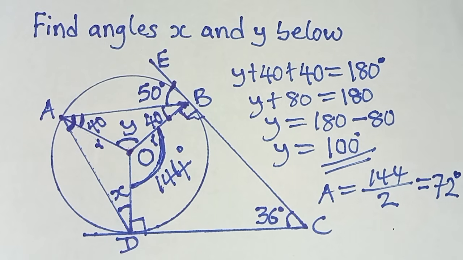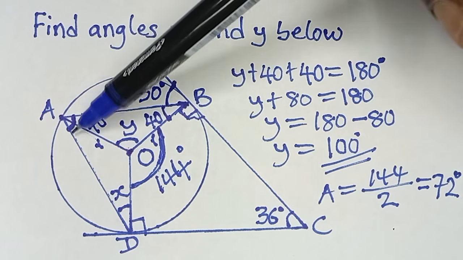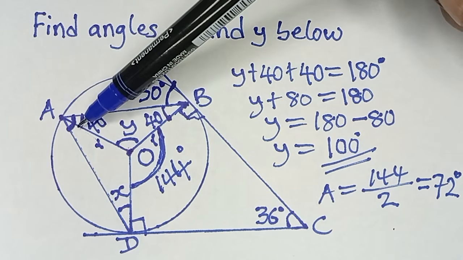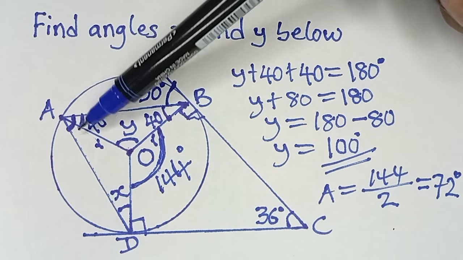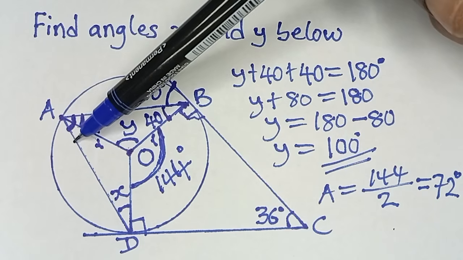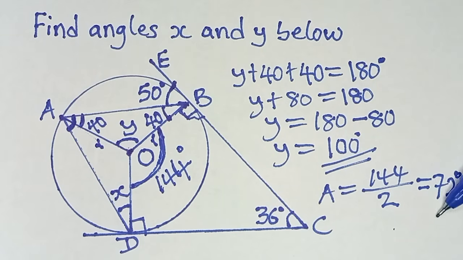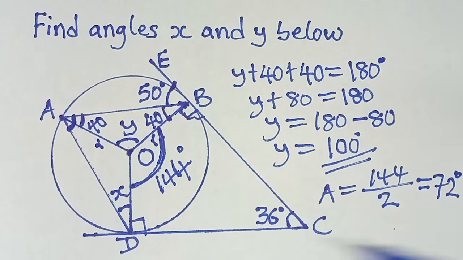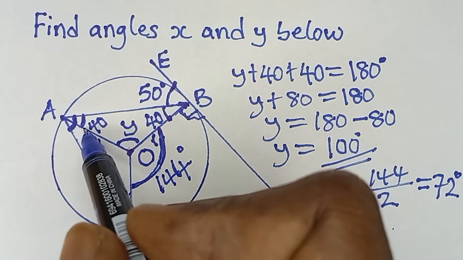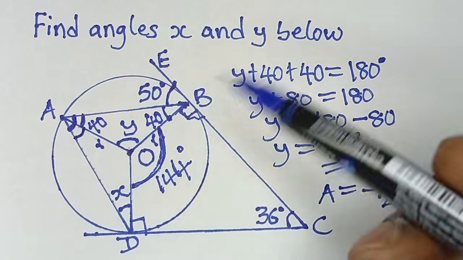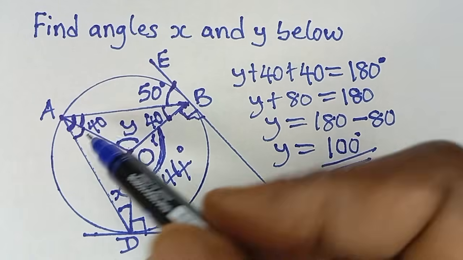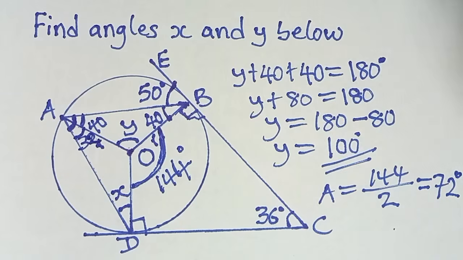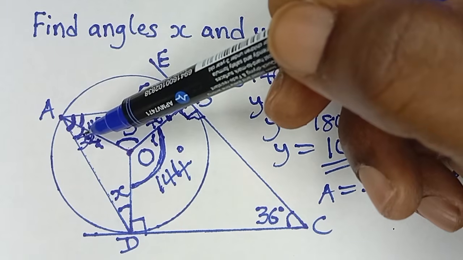So that means the whole of this angle here is 72 degrees. But a portion of the angle, this side, is already 40 degrees. So this angle is already 40 and everything is 72, just as we obtained. But I already have this part as 40. So to get this remaining angle, I'm going to say 72 minus 40. And that will give me this angle as 32 degrees. So this angle is 32 degrees.